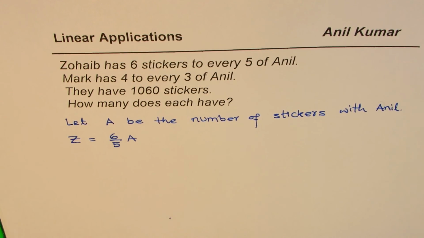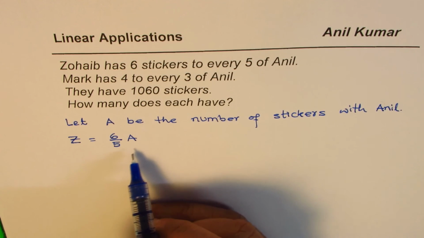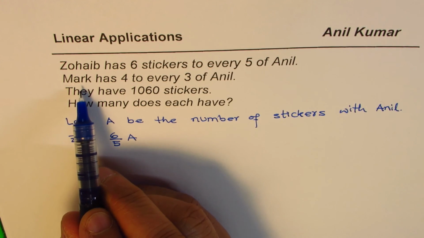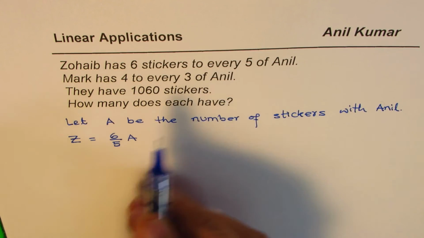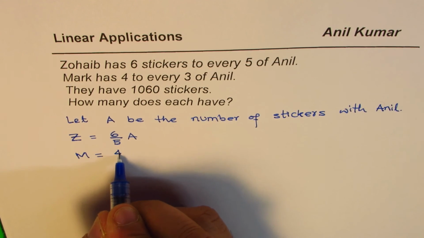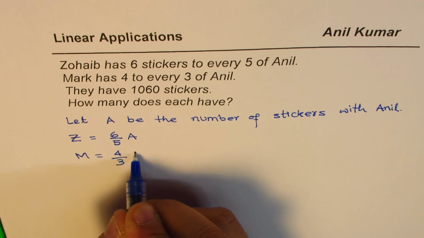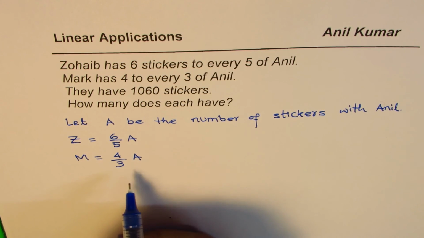And now this video, as I realize, is one of the unique videos where we have fractions involved in forming the equations. The second statement here is Mark has 4 to every 3 of Anil. So you know how to write this one, right? Mark has 4 to every 3 of Anil. Do you see that? That is how we could write our equations.